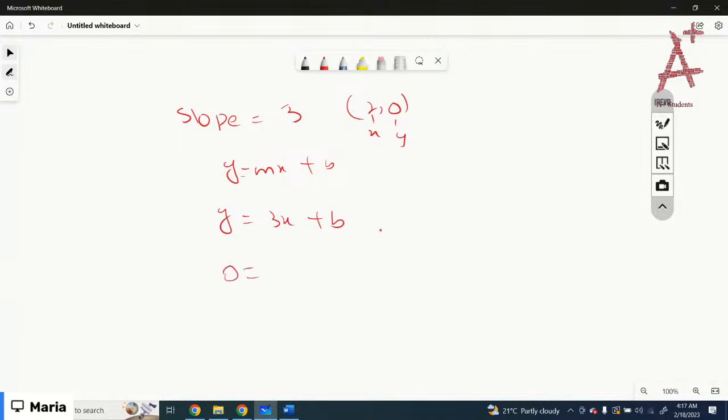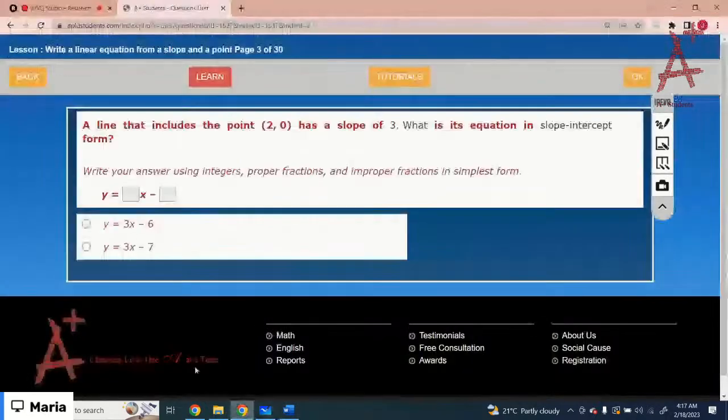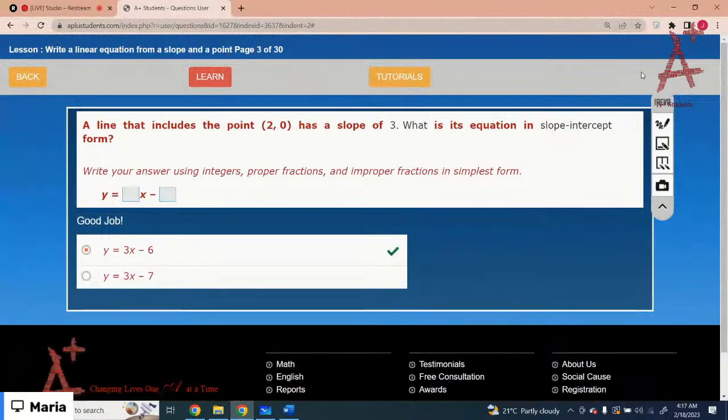It would be 0 equals 3 times 2 plus b, so 0 equals 6 plus b. Move 6 to the other side, so b equals minus 6. So the equation is y equals 3x minus 6. Got it? So the correct option is 3x minus 6. Very good. Just select the correct option and click on the OK button.